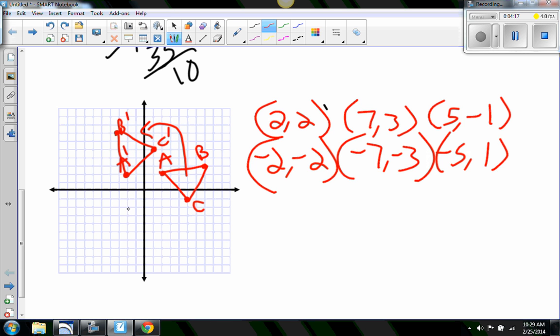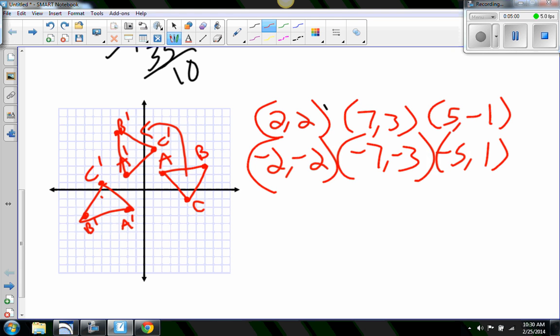So negative 2, negative 2. That's my new A. And if you look here, look at where it's at from the original A. Directly opposite, right? It's 2 away, 2 away. Negative 7, and negative 3. The new B is right there. Exactly opposite the first one. And then negative 5, positive 1 would be over here. Exactly opposite where it is right now. See that? Here's the original triangle. Here's 90 degrees. Here's 180.